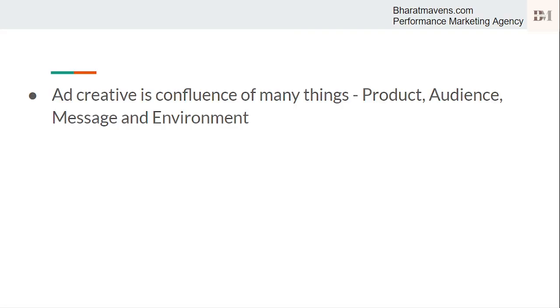Now, to sum up, ad creative is the confluence of many things, which is product, audience, message, and environment, which is often missed by most advertisers.